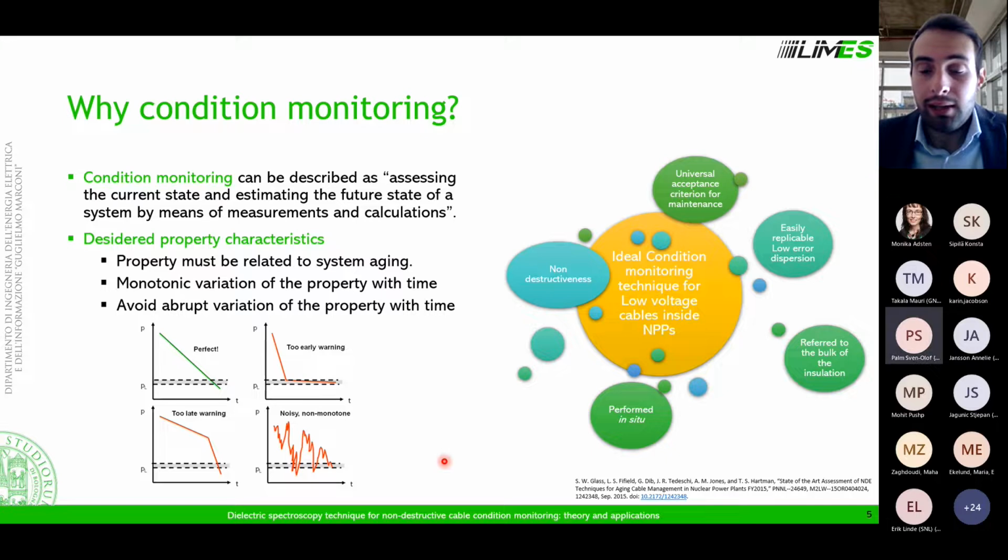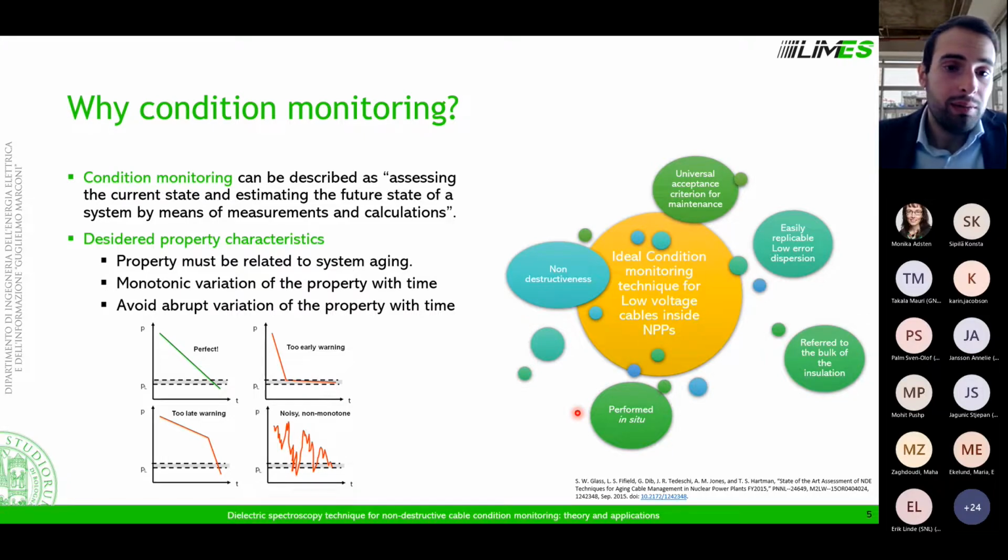While on the right-hand side of the slide, you can see some of the characteristics of an ideal condition monitoring technique. For example, it has to be non-destructive. There should be a universal acceptance criterion for the maintenance. It should be easily replicable with low error dispersion, and it should be referred to the bulk of the insulation.